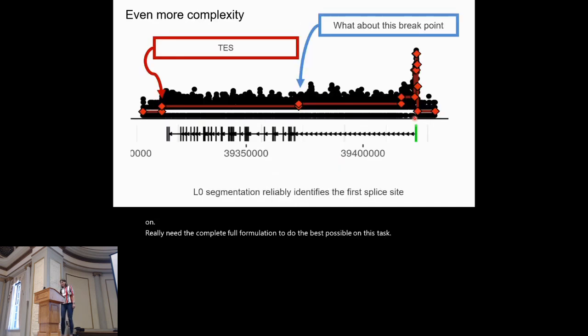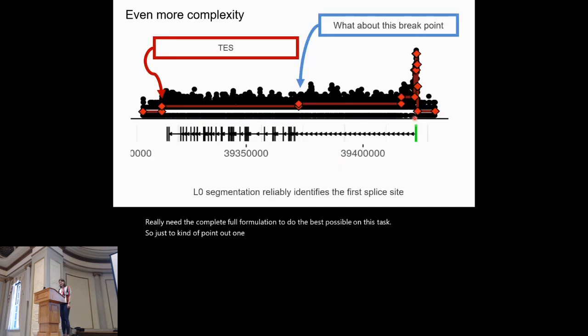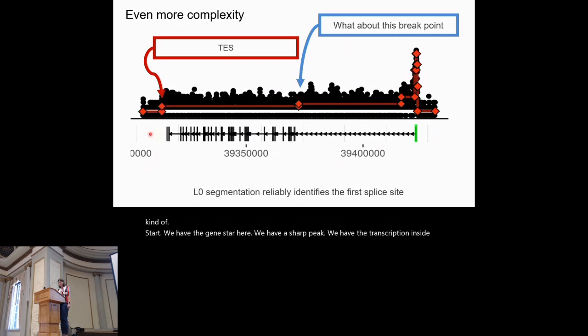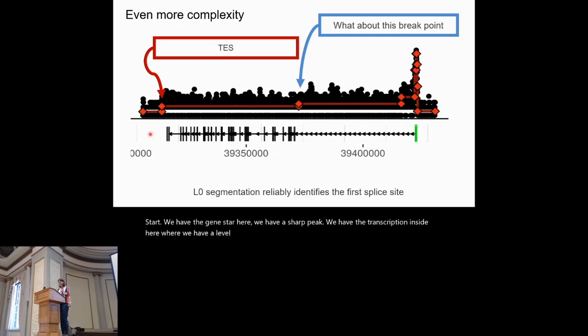Okay, just to point out one last fun aspect of this approach: we have the gene start here. We have a sharp peak. We have the transcription end site here where we have a level change. Now, that's actually not the only level change here. There are other things going on.